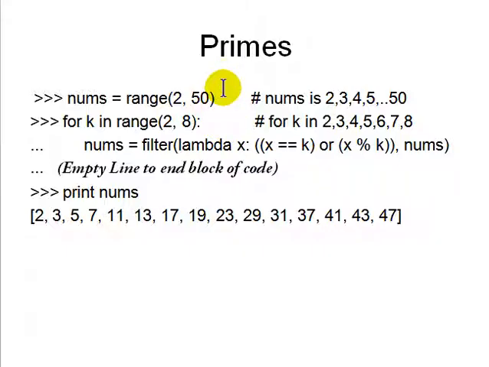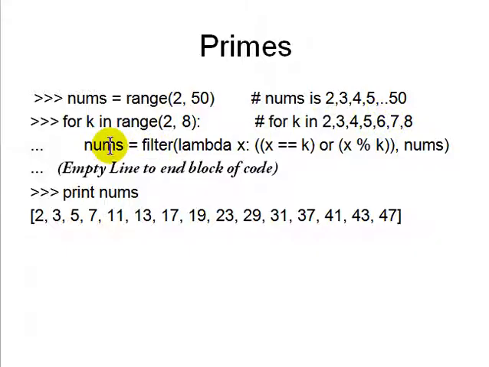So, prime numbers. Let's see how to define prime numbers in Python. First, your numbers. You can just call a function range. So you say range 2 to 50. So it is 2, 3, 4 to 50. Or you could say for k in the range 2 to 8, and then k is 2, 3 to 8. The thing about Python is that it also has lazy evaluation if you use some fancy constructs like yield, but we'll look at it later.